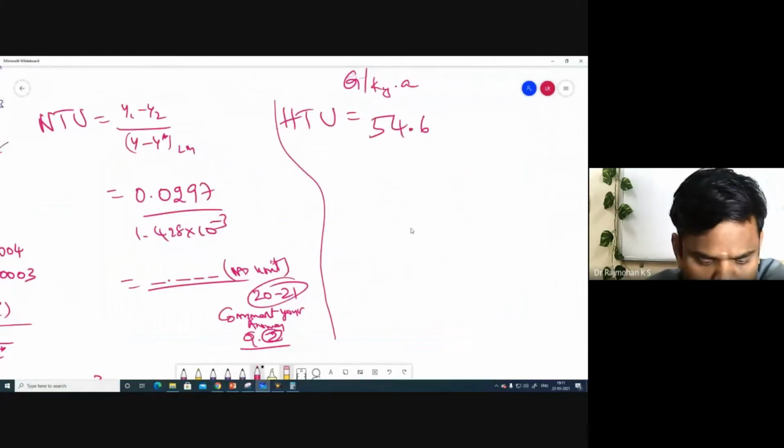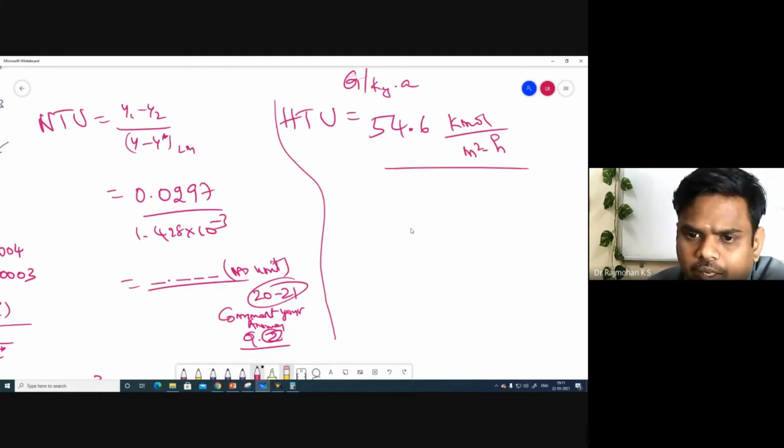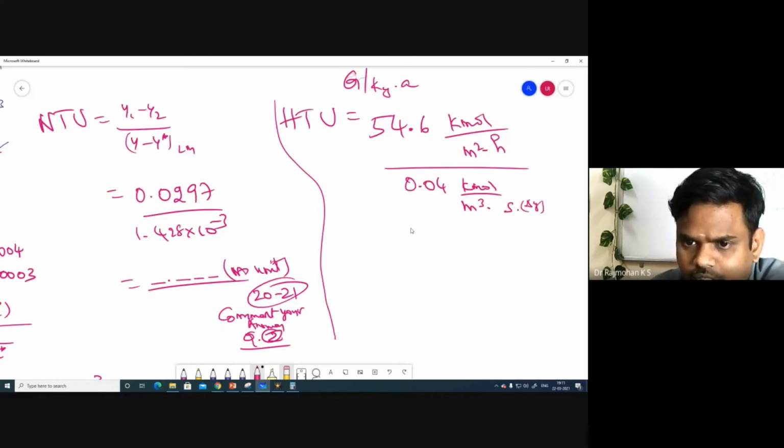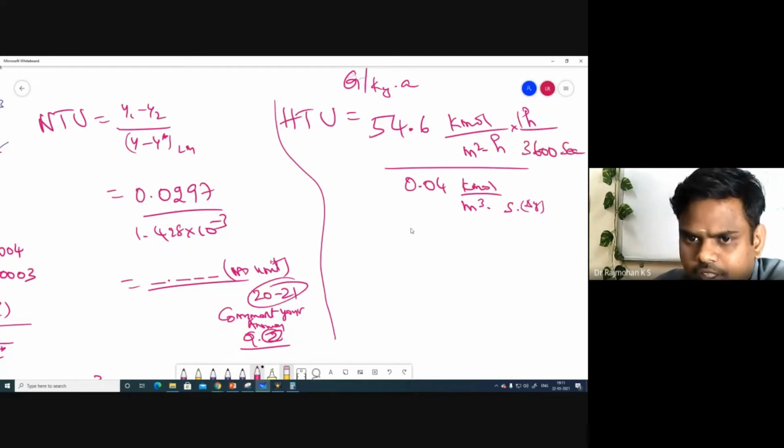54.6 with the units, whatever unit mentioned. Okay, 54.6 kilomoles per meter square R, divided by KY into A value. KY into A value is given as 0.04 kilomoles per meter cube second into this delta Y, mole fraction units. So here it is in hours. So this needs to be converted to seconds. 1 hour equal to 3600 seconds.